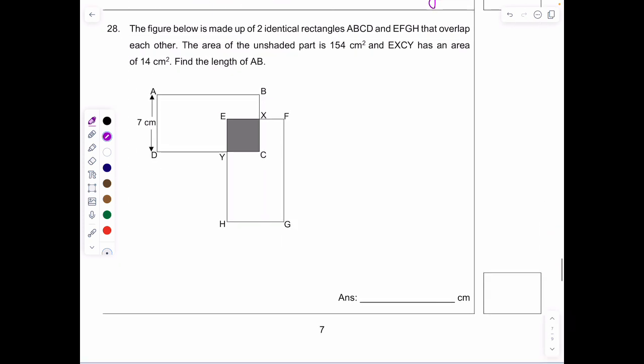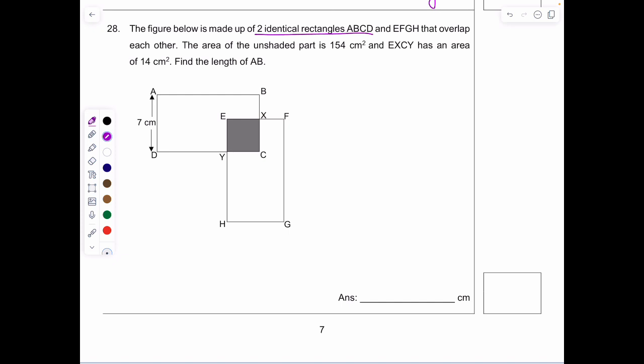Next, the figure below is made of 2 identical rectangles, ABCD and EFG, that overlap each other. Okay? The area of the unshaded part is 154 cm square. EXCY has an area of 14 cm square. Find the length of AB.